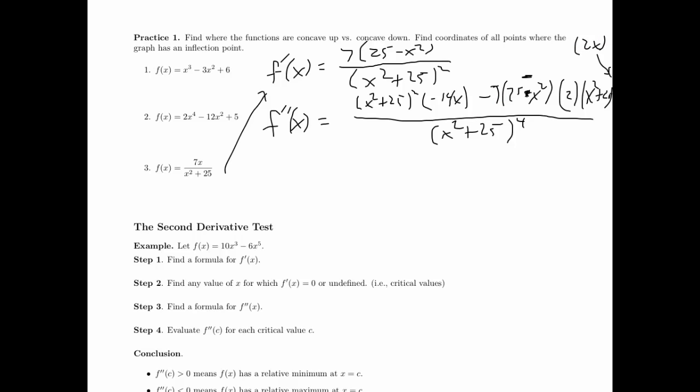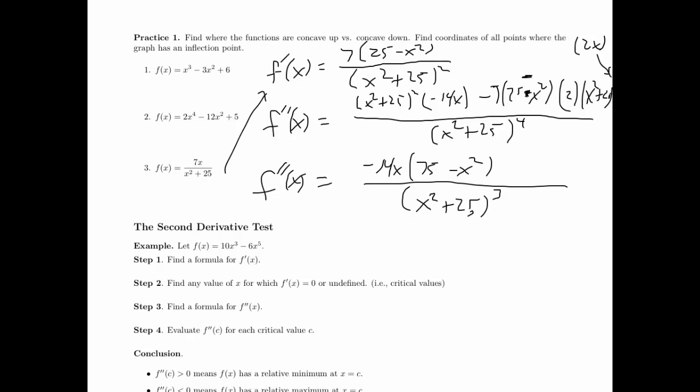So if instead of exploding this thing out with FOIL, if you look for common factors first, you'll be able to simplify this most easily, and it'll end up being a minus 14x factors out of everything. I'll have 75 minus x squared left behind, and one of the x squared plus 25s will cancel out with one of the ones in the denominator. So I'll have x squared plus 25 cubed in the denominator. So that's how it should simplify my expression for f double prime of x.